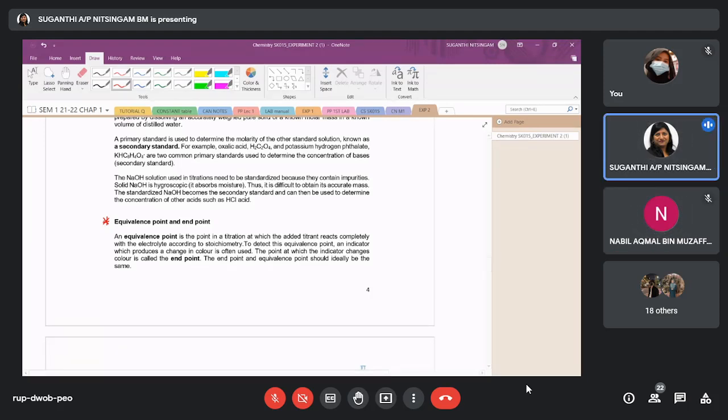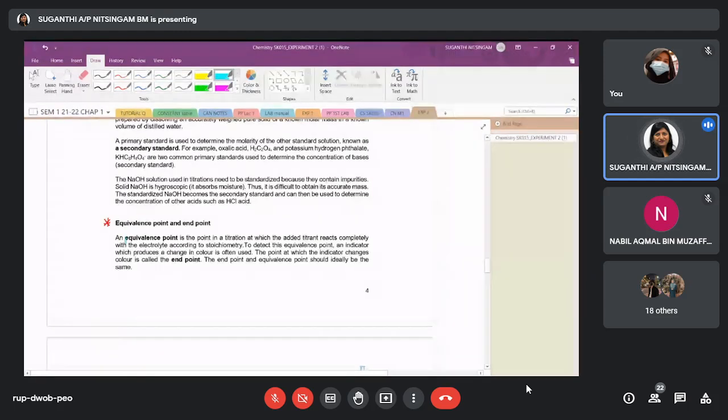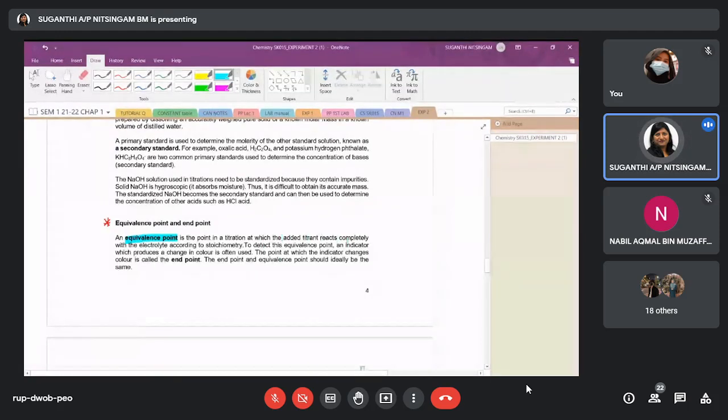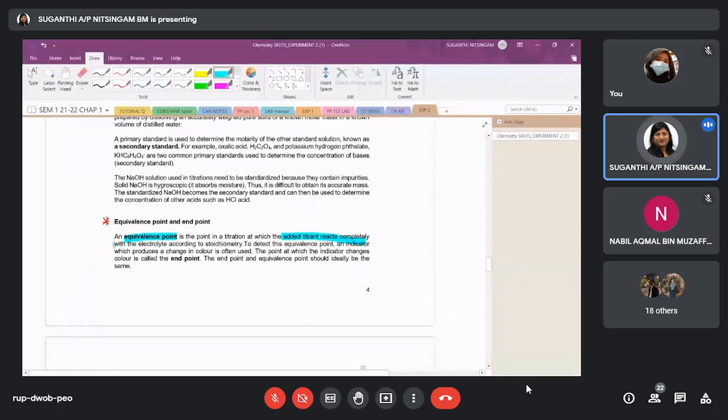Okay, thank you. So these 2 terms, when we do titration, you cannot run away from these 2 terms. They will love to ask you what is equivalent point and what is end point. So kalau equivalent point is the point in which the added titrant reacts completely with the electrolyte according to apa? Stoichiometry. This whole week you will dengar istilah stoichiometry banyak lah. Okay, so we will see that.